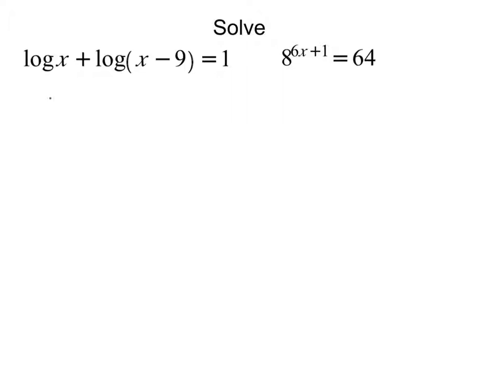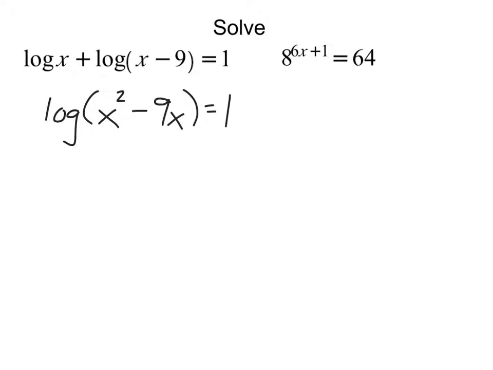So on the left-hand side, this is going to become log of, well, when I add the logarithms, what do I do with the stuff inside? I'm multiplying. So that means I have to multiply x by x, and I have to multiply the x by the 9. I have to distribute the x to both. And that is going to then equal 1.